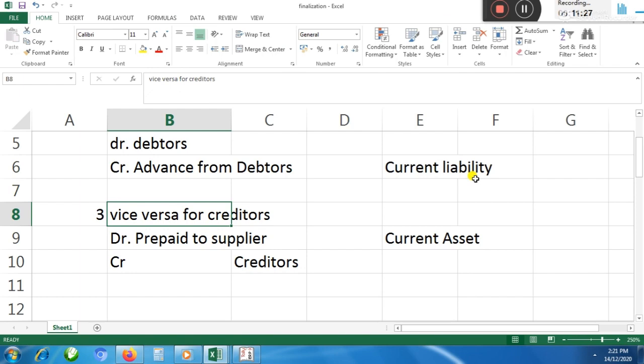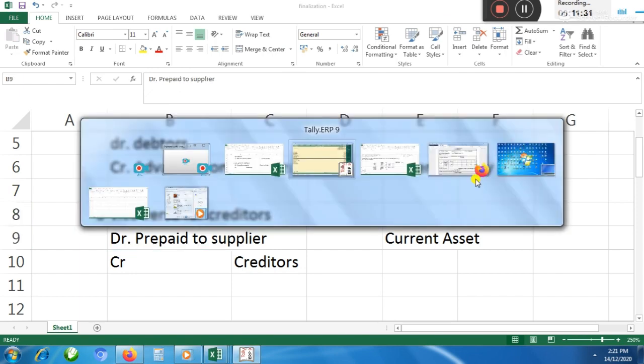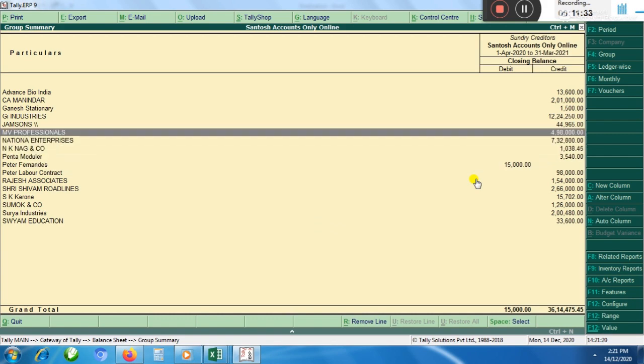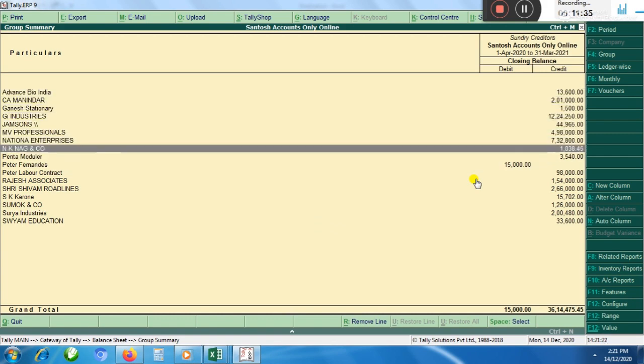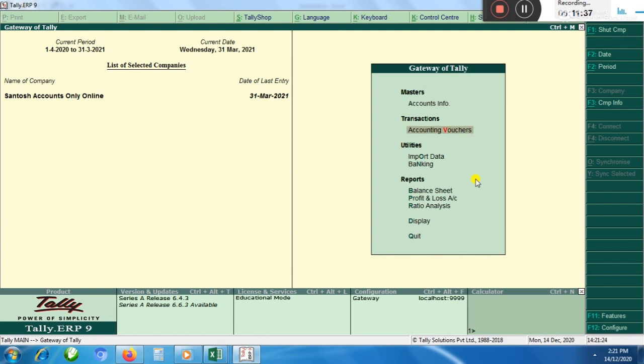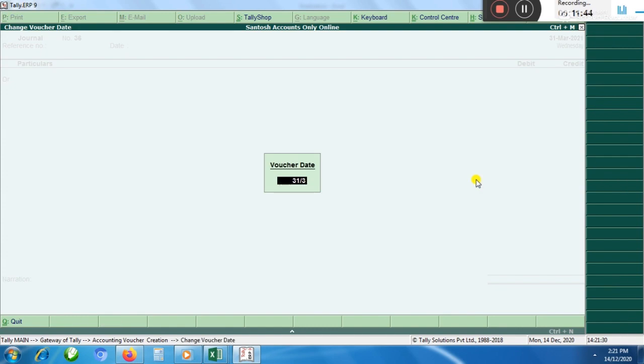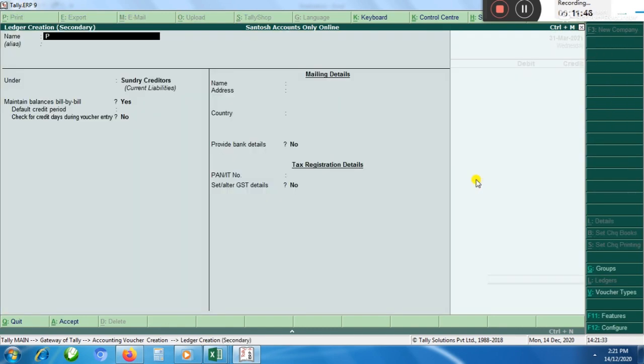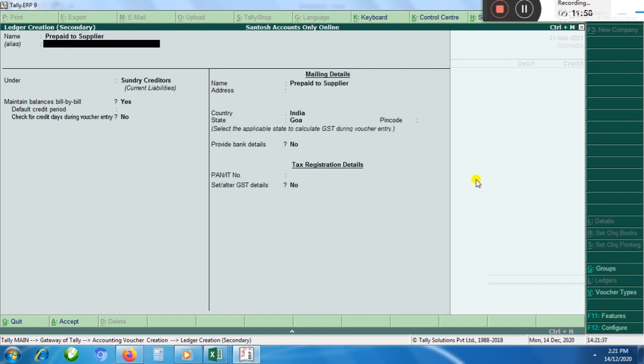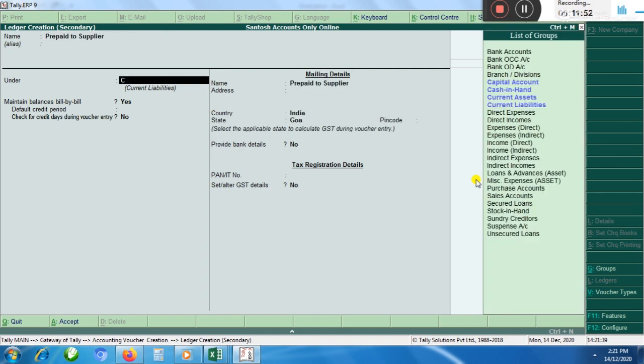When it is paid in advance, you have to debit what? Prepaid to supplier. I'll give this entry in writing. So at the end of the financial year, if the creditor shows the debit balance, you have to pass the journal entry. Remember, all the dates are on 31st of March. So 31st of March, prepaid to supplier, under current asset.